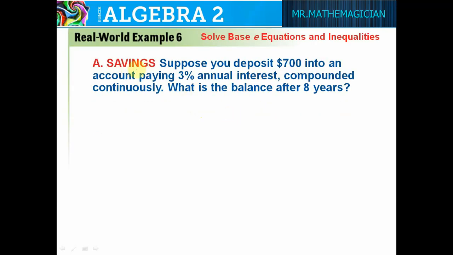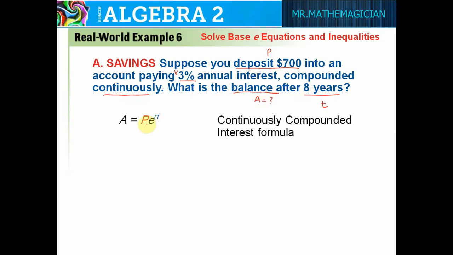Let's take an example. Suppose you deposited $700 into an account paying 3% annual interest compounded continuously. What is the balance after 8 years? So you deposit $700 means this is the P, the original amount, into an account paying 3%, this is the R, the rate, annual interest compounded continuously. So we'll use our rule. What is the balance? The balance, which is A, equals what? After 8 years, this is the T.